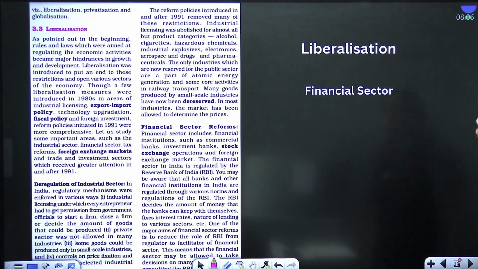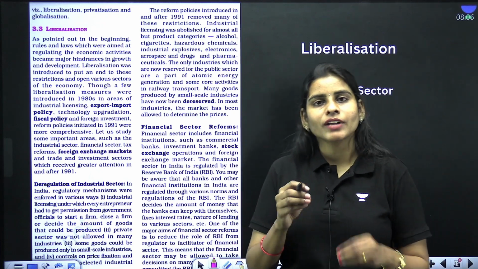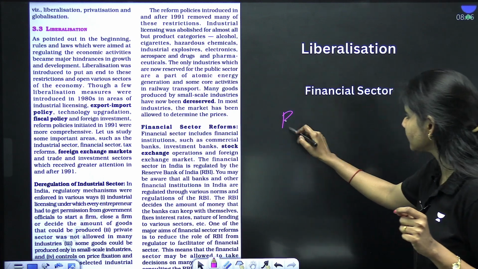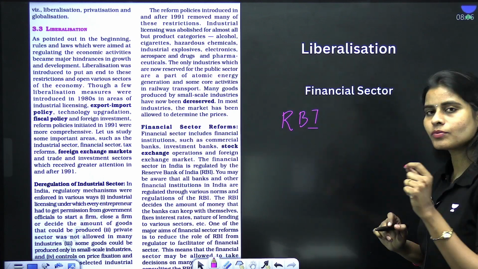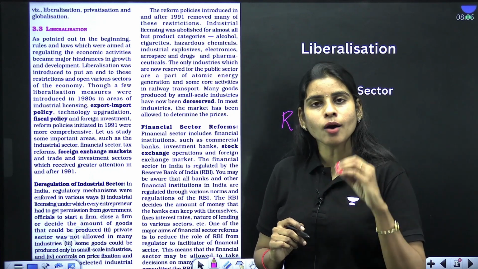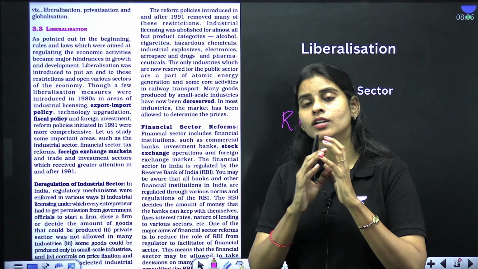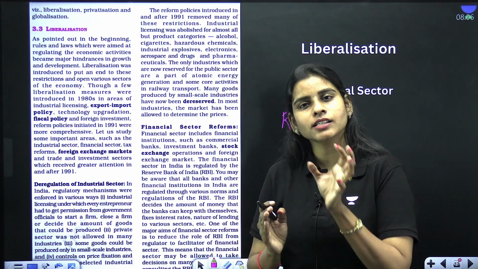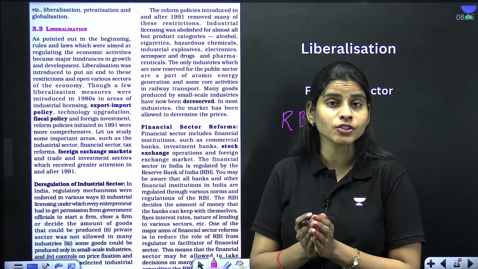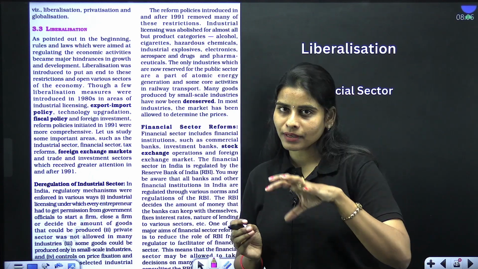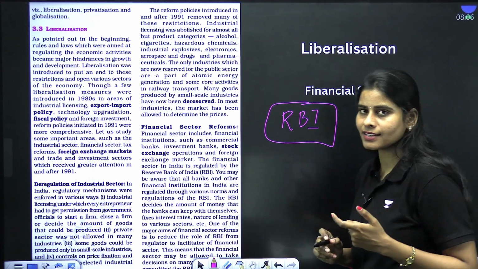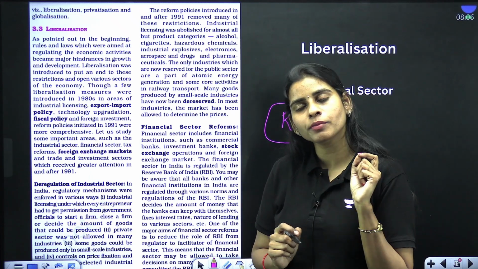Now let's move to the financial sector. See, the financial sector was again under the excessive control of RBI at that period of time. So RBI was deciding how much amount of cash reserves a bank should have, and what is the percentage of interest that a bank can charge on its loan. So all these types of restrictions and regulations were made by RBI at that period of time. So again, it hampered the growth of the banking sector. So what did the liberalization measure do?